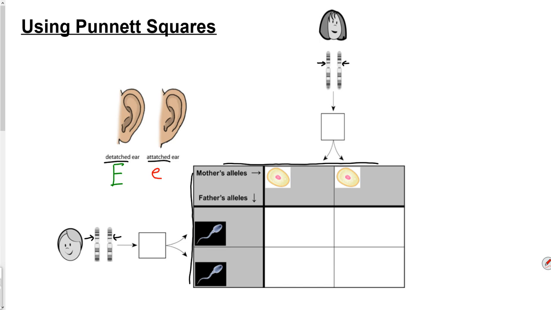Capital letters are always given to the dominant allele. This is the allele for which you only need to have one in order for it to be expressed. A lowercase letter is always given to the recessive allele. This is the allele for which you must have 2 copies in order for the characteristic to be expressed. In this example, let's say both parents have detached earlobes. This is what we call their phenotype. It is the characteristic that you can see.